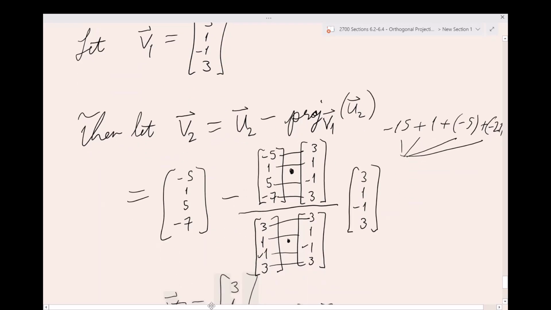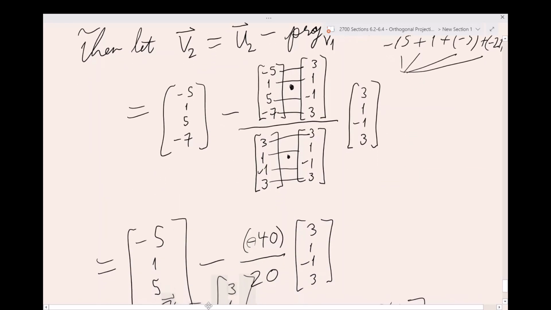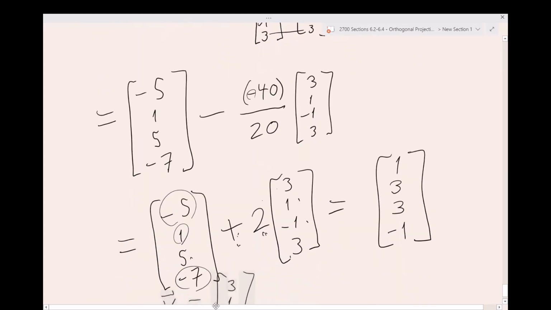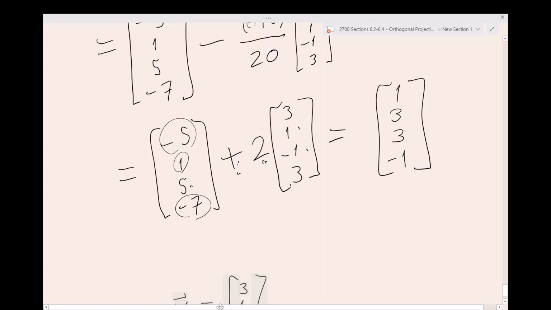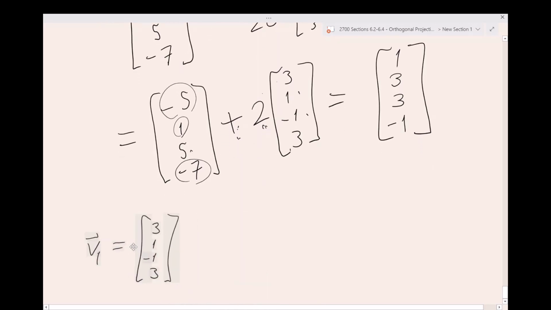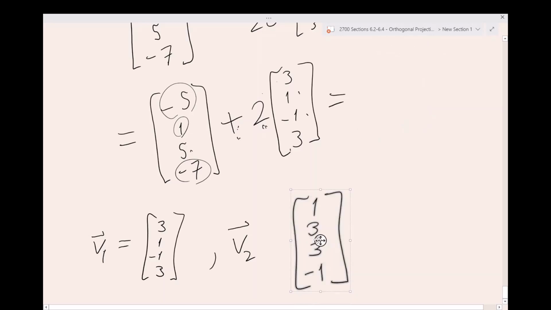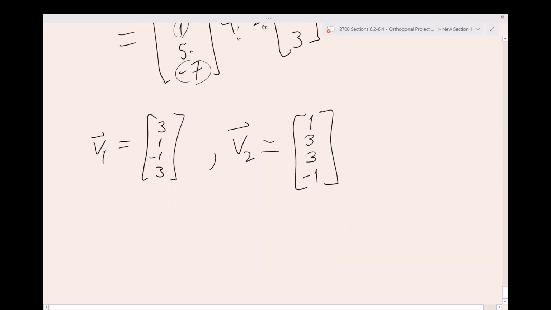Let me drag that down here for us. Sorry, it's moving slow. And now we've got our v2. We found that one too. So now we just have to get a v3.